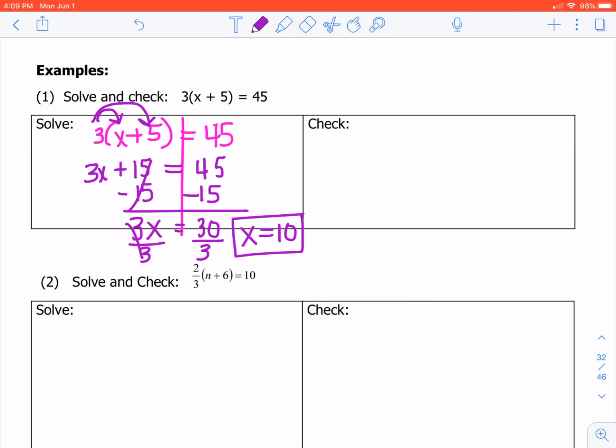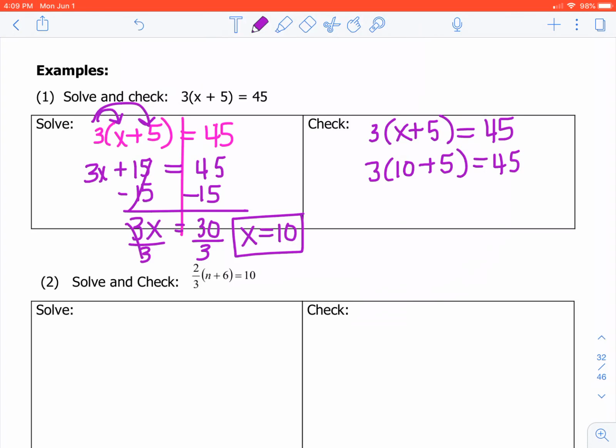Now we're going to do the check and just make sure that we are correct. So we're going to rewrite the problem, like every check. We're going to replace our x with 10. That's our answer. And now we're going to check. When we check, we're going to use PEMDAS. So this is a little bit different.